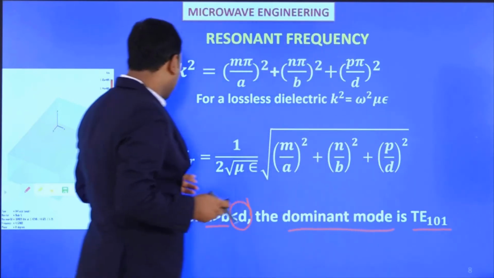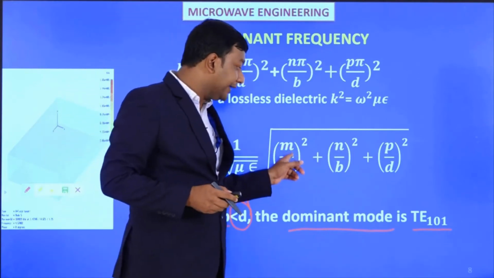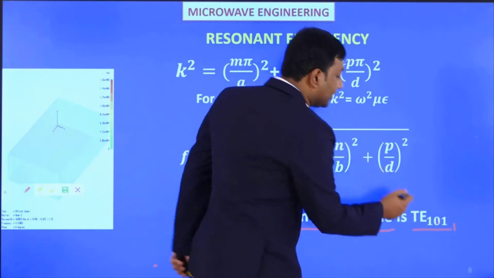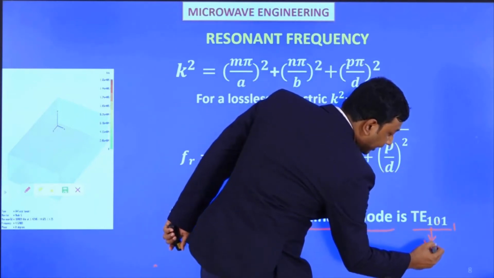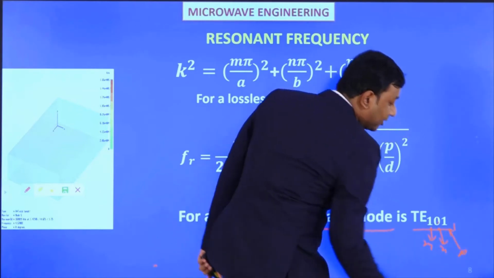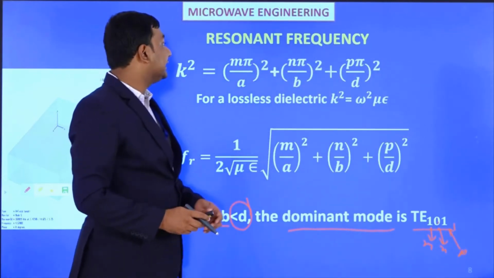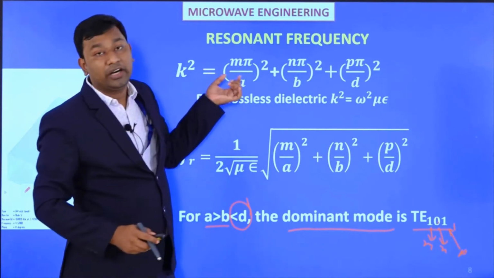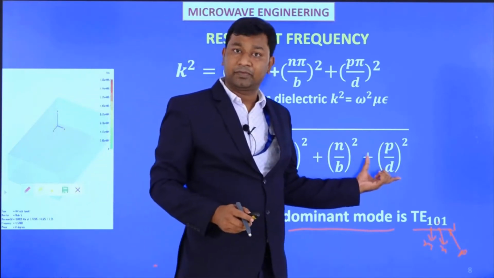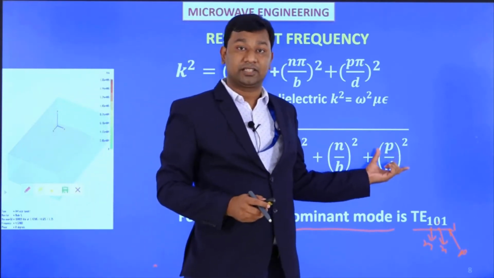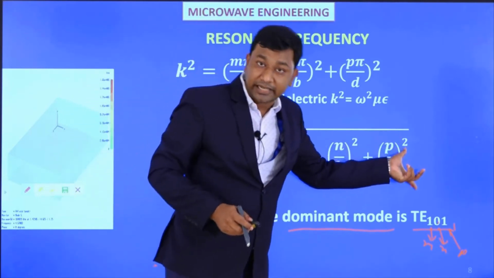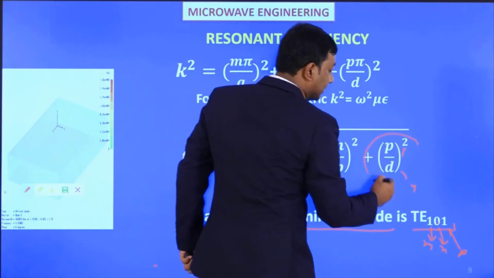So TE101 means m equal to 1, n equal to 0 and p equal to 1. Those are the values of m, n and p. Whenever we find its resonating frequency, whether it is the transverse electric or transverse magnetic case, the resonating frequency equation is the same for a rectangular cavity resonator. So what is the difference between the rectangular waveguide and rectangular cavity resonator resonating frequency? Only this term is added.